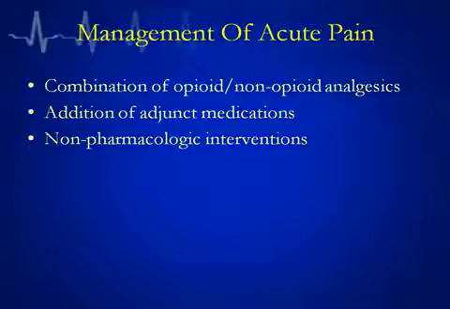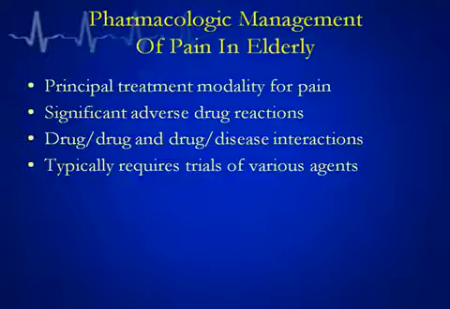Acute pain. We'll talk about acute pain, then we'll get into a little bit of chronic pain, and then we'll talk about some cases. Okay, acute pain typically responds real well to the opioids and non-opioids. Frequently, you need to throw in some adjunctive medications, and also does well with some of the non-pharmacologic things. The principal treatment, and certainly in the elderly, we'll talk about this, the principal treatment and modality for pain is going to be opiates. These patients suffer from significant adverse drug reactions.